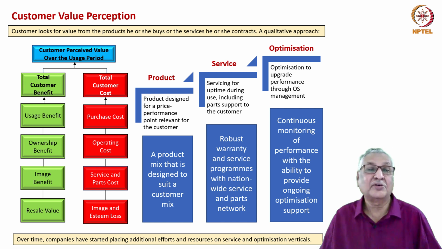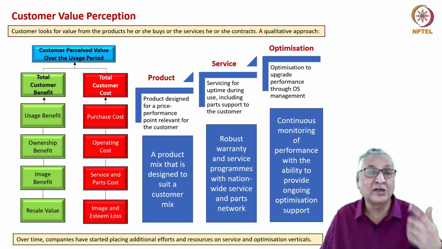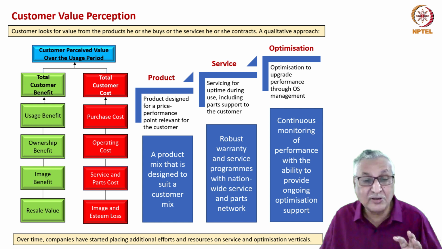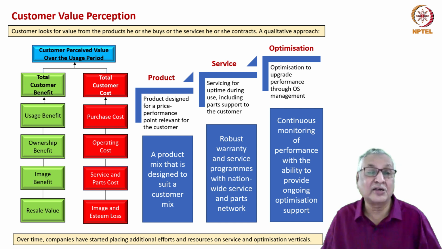Why should a customer buy your product? Customer looks for value from the products he or she buys or the services he or she contracts. A qualitative approach is as follows, because we always hear this phrase customer value. This customer value is not real. It is a calculation made by the customer within his mind. It is a perceived value. Why does it become perceived value? Because you are trying to influence the customer through your communication that this is the value that I am giving through the product or service. However, there must be metrics for each of these things, and there are, in fact.